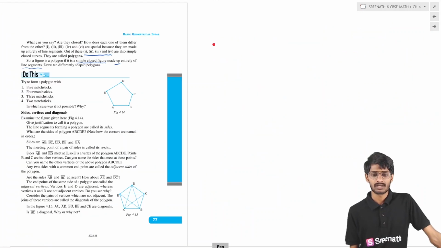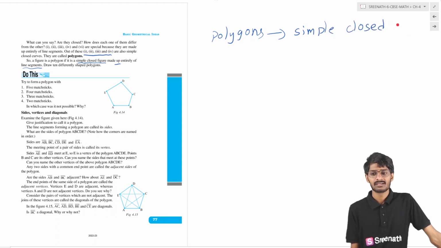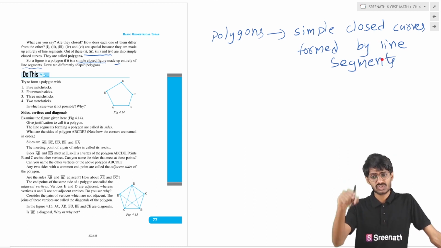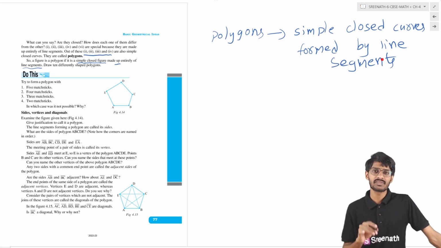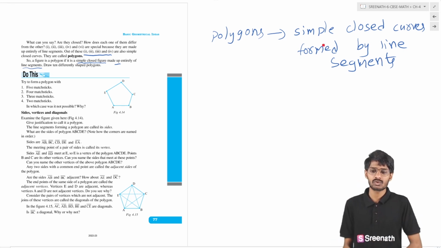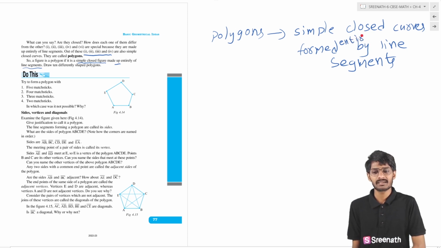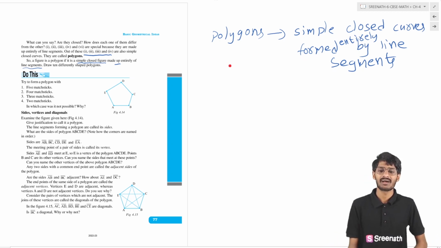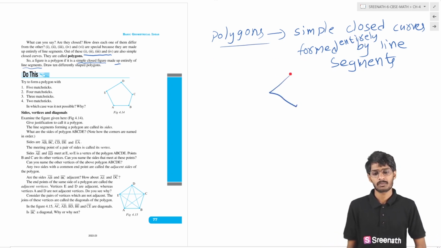So what are polygons? Polygons are nothing but simple closed curves formed by line segments only. If there are no line segments in a simple closed curve, then it is not a polygon. If the simple closed curve is formed entirely by line segments, with no curved surfaces, then we call it a polygon, friends. Okay, so what are the examples of polygons?